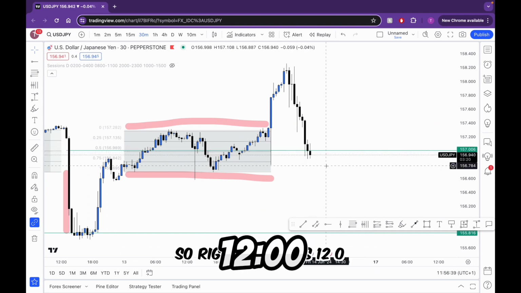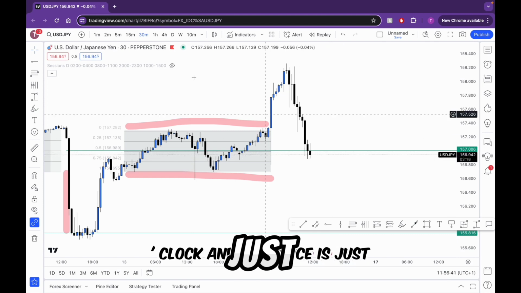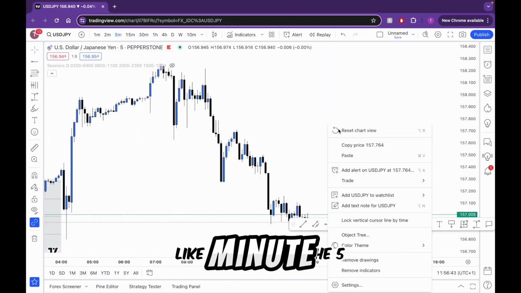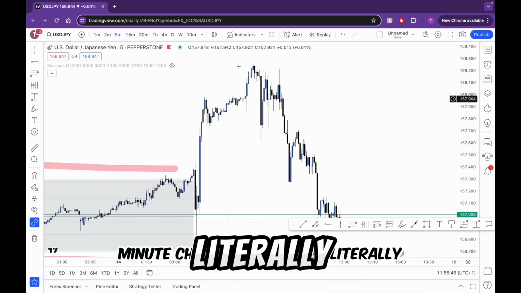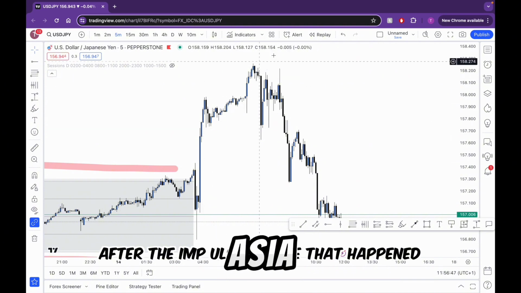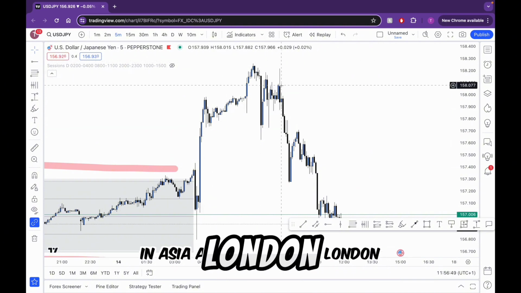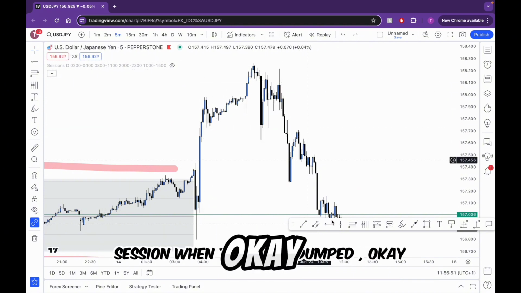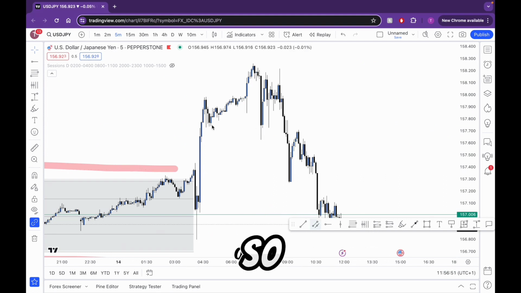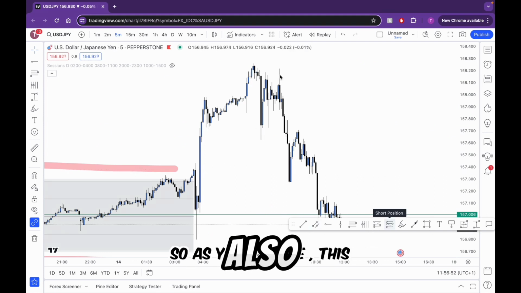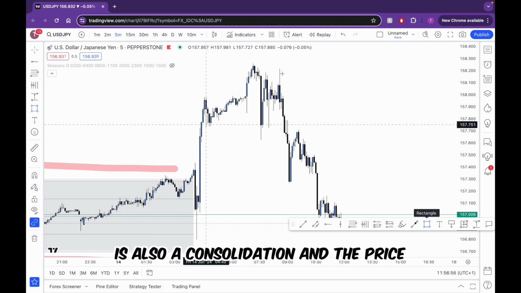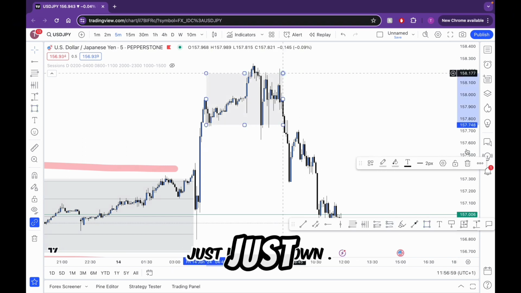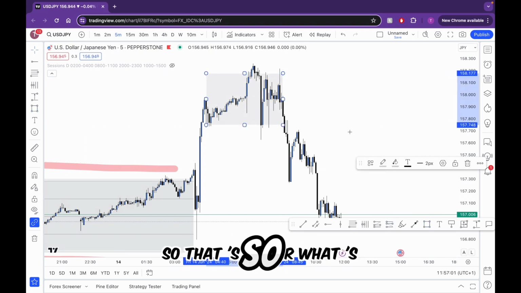Right now it's 12 o'clock and the price is just not doing much. If you go on the 5-minute chart, you can see literally after that impulsive move that happened in Asia, and then also in the London session when the price dumped, that's basically what happened. As you can see, this is also a consolidation and the price just moved down. That's what's happened so far.